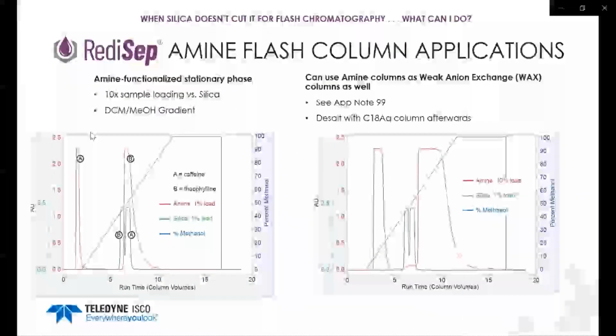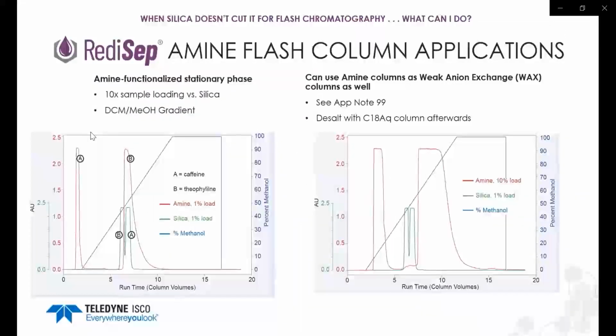Here is another example, and in this case we're using a DCM methanol gradient. The amine functionalized stationary phase essentially allowed us to increase the loading compared to using it on silica. On bare silica, we were only able to use 1% load, 1% of the compound on it. However, when we did the purification with 1% load on the amine column, we had very good resolution.